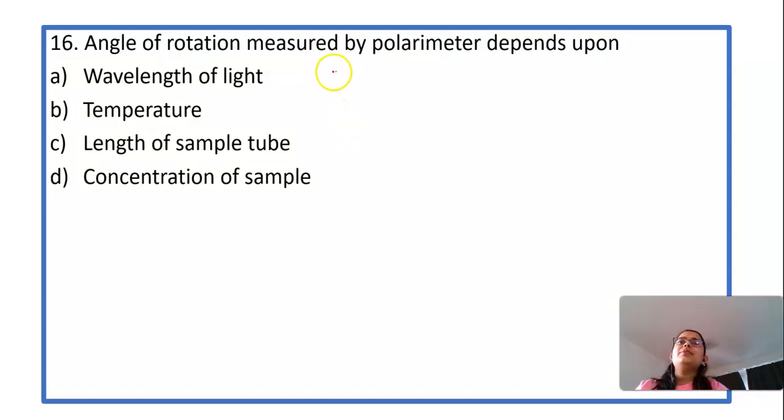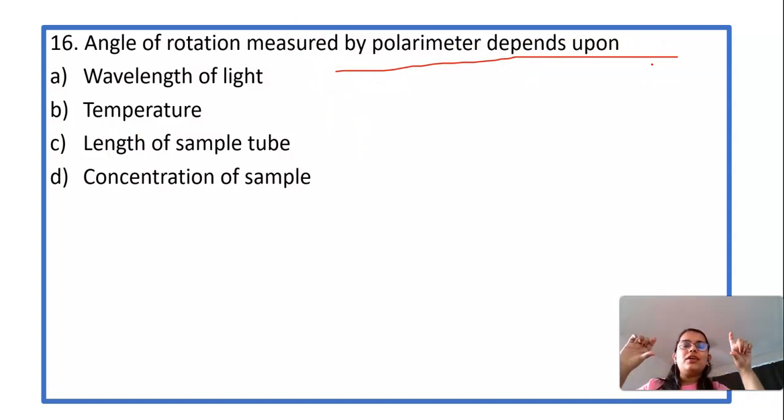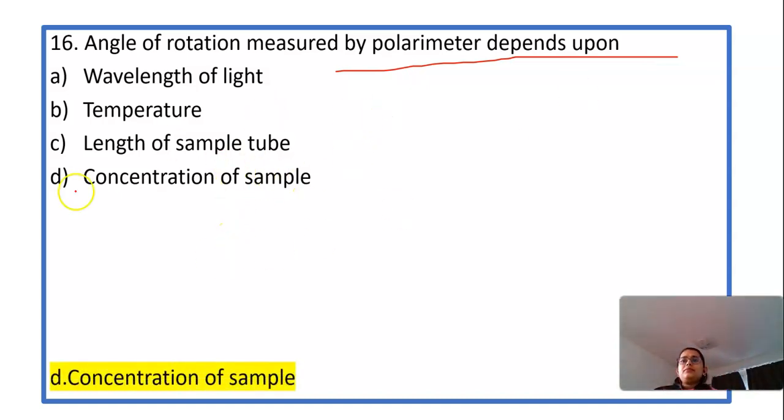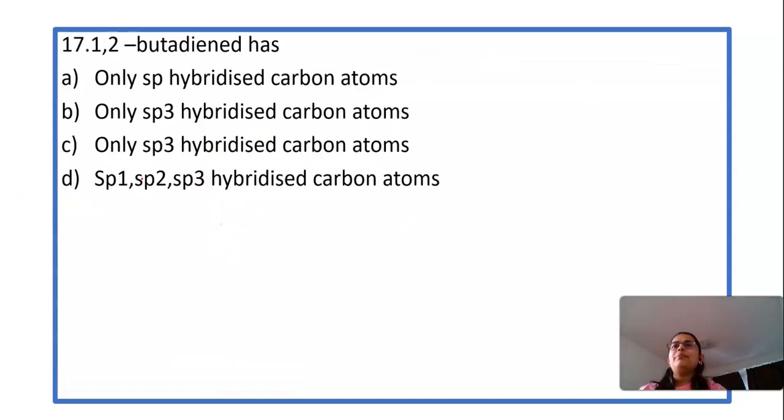Angle of rotation measured by polarimeter depends upon, yes, if you have seen the instrument in your lab, polarimeter. So let me know what the correct answer is. Angle of rotation depends on, yeah. So the correct answer is concentration of sample, right?